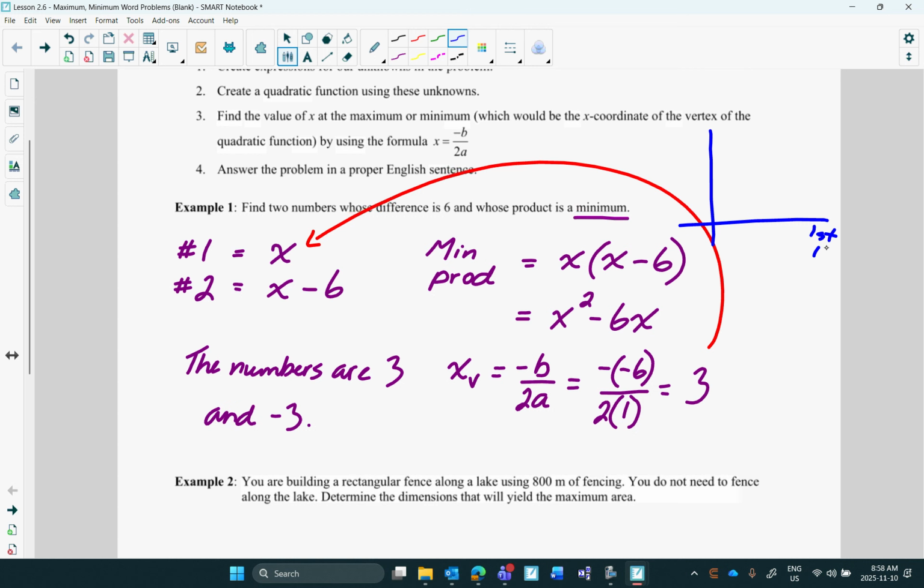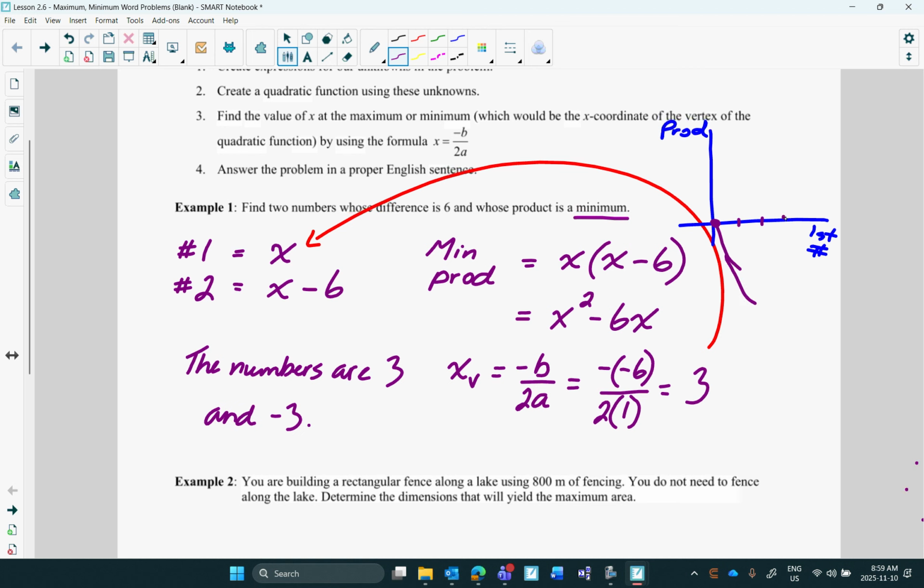This is the first number, and this is the product. What it does is if the first number is 0, the product is 0. Right? And then if it's 1, then the other number is negative 5, so it goes lower. If it's 2, the other number is negative 4, so it goes lower.